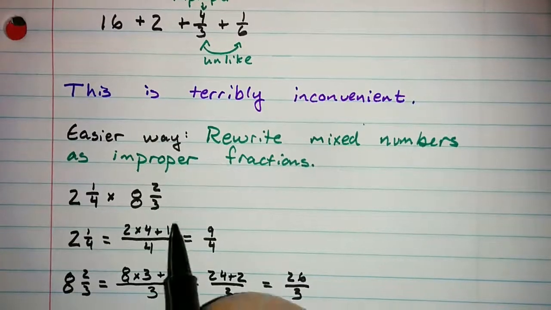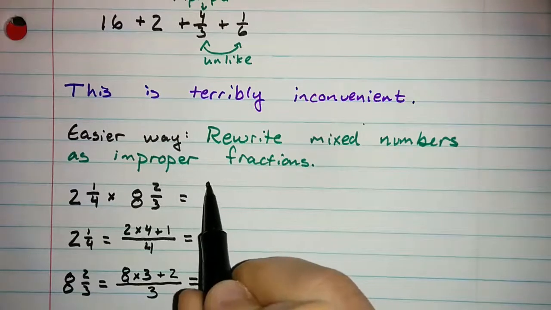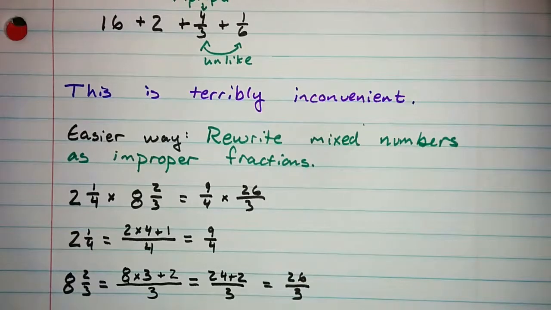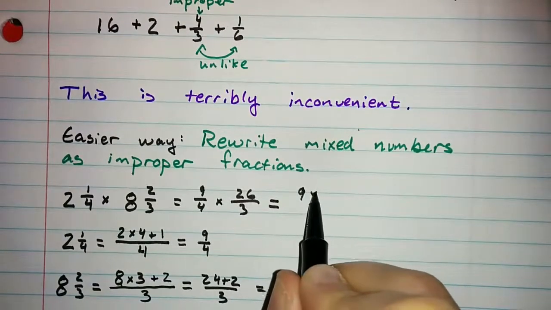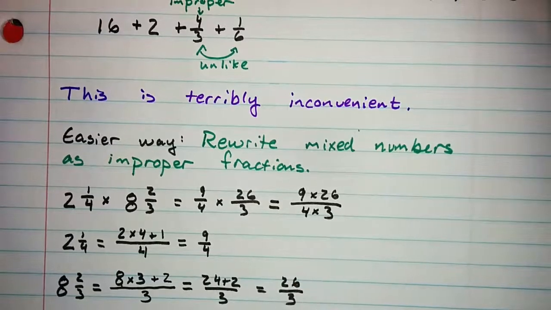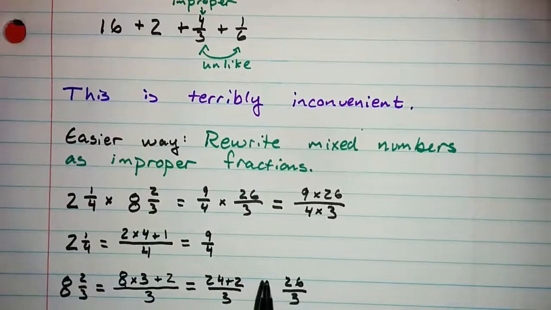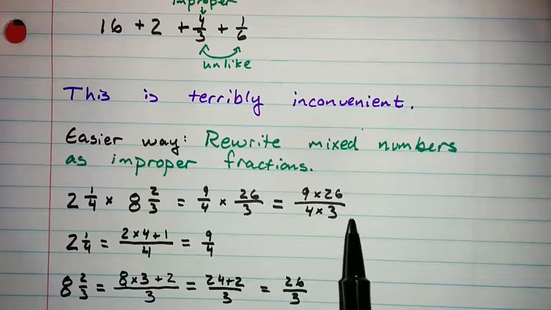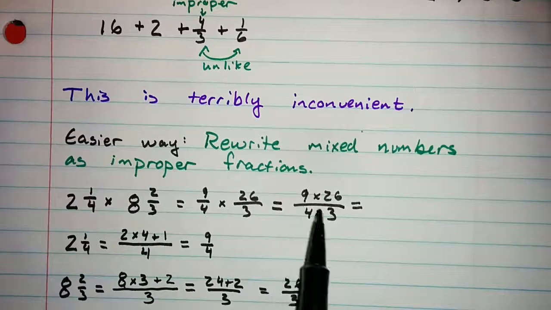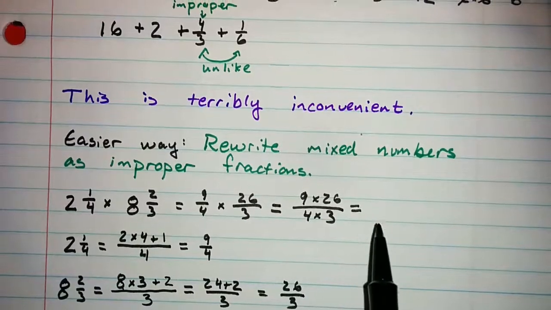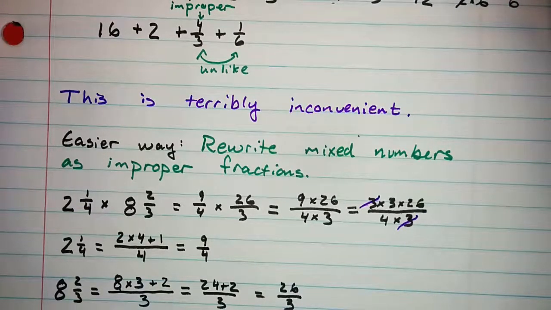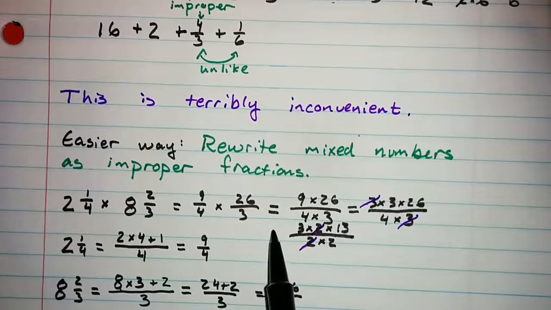2 1/4 times 8 2/3, that's 9/4 times 26/3. So 9 times 26 over 4 times 3. And because I don't really want to multiply 9 times 26, I'm going to simplify this before I carry out any multiplication. I see these two have a common factor of 3. I see these two have a common factor of 2. And I see that that's it.